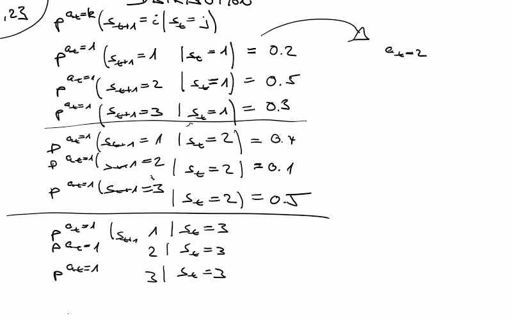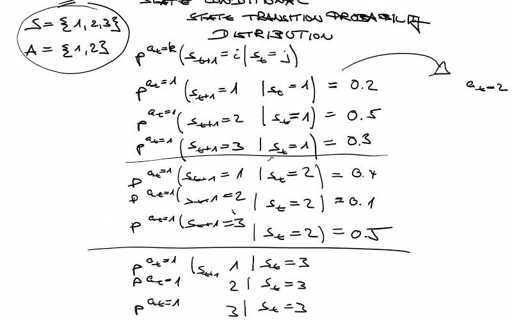So that we know, and this is how we have to specify the problem, for each possible action at time t and each possible state at time t, what the probability is that the state at t plus 1 is one of the possible states.